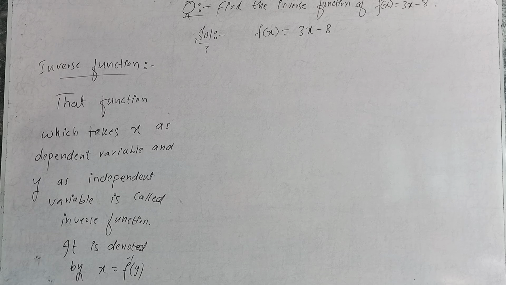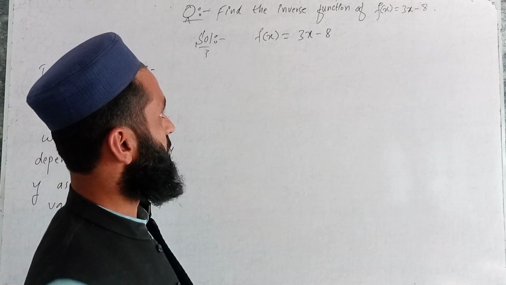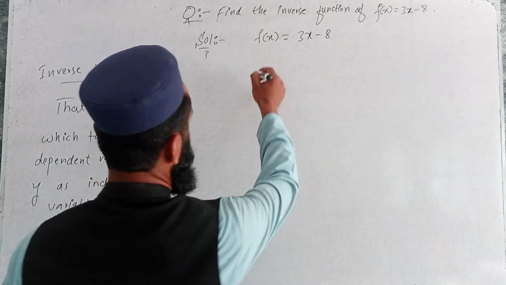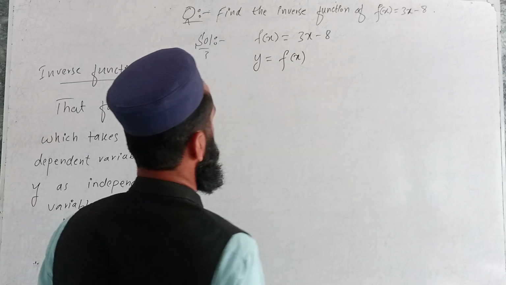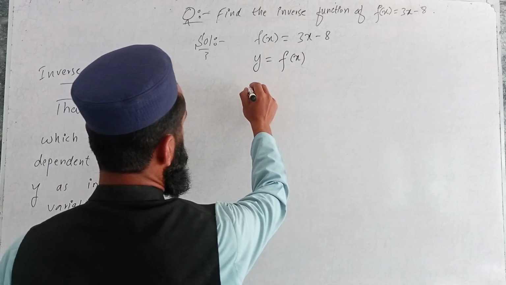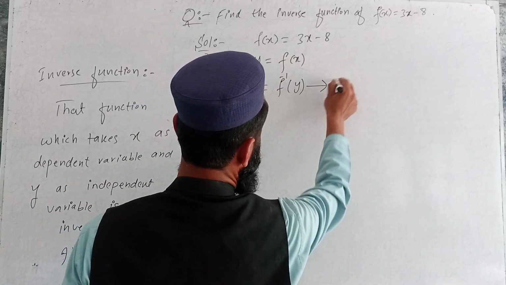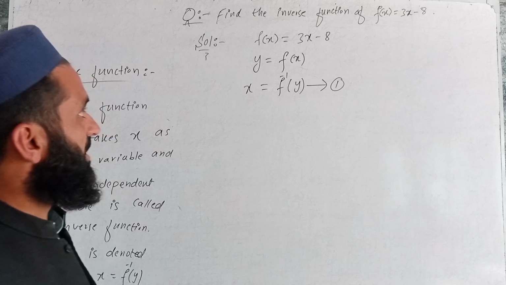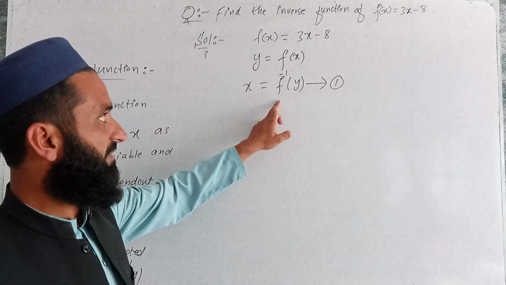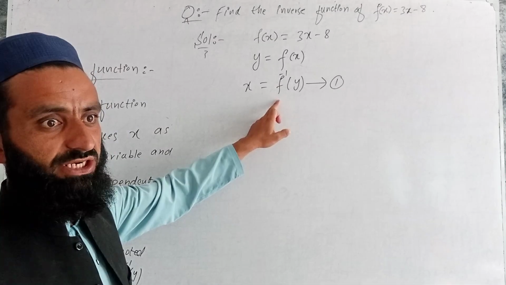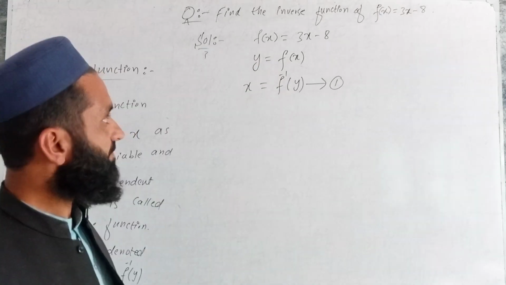Now let's come to find the inverse of the given function. We are given f(x) = 3x - 8, but we know that y = f(x). By the definition of the inverse function, x = f⁻¹(y). So the inverse function of y = f(x) is the function x = f⁻¹(y), formed by interchanging the variables x and y for y = x.